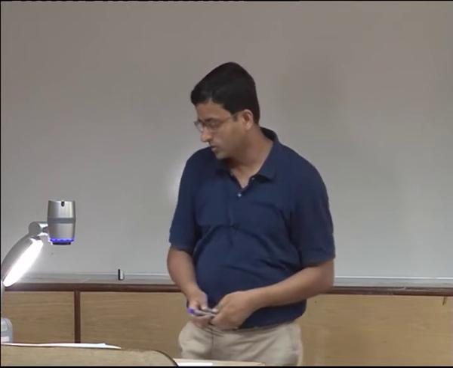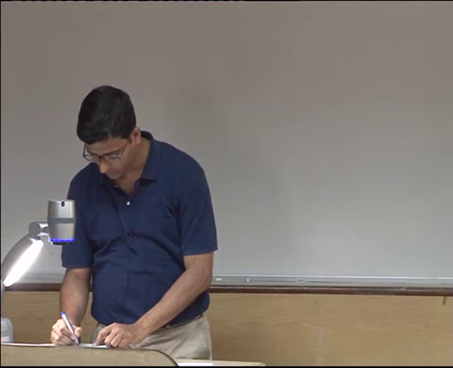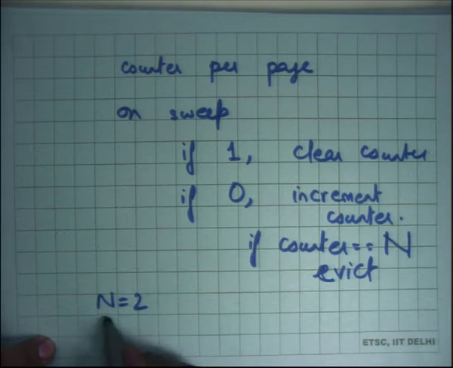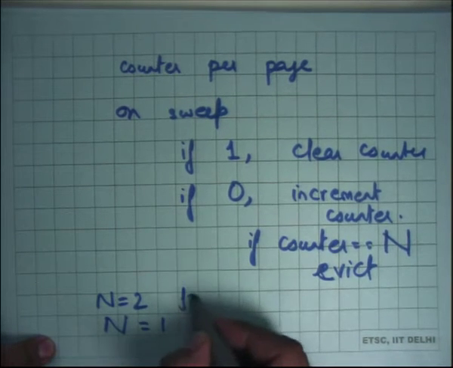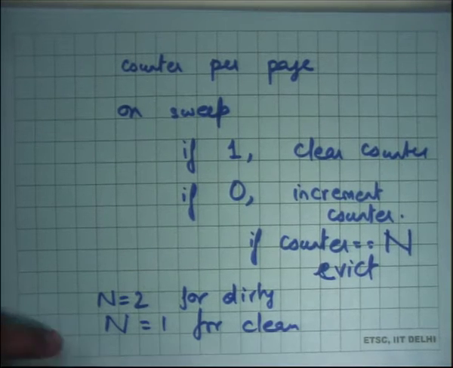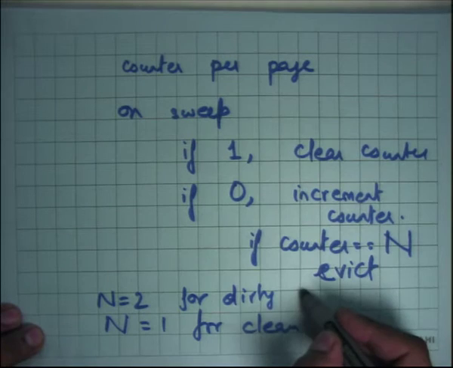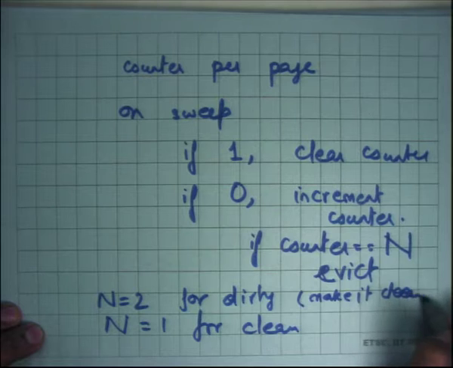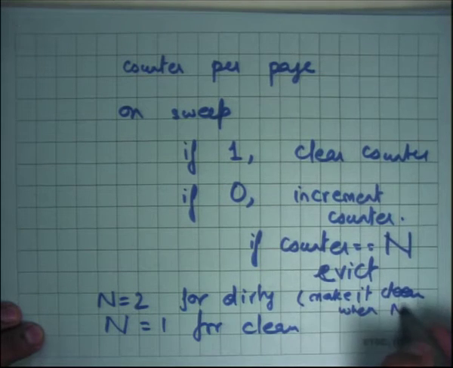All right. So one common thing that's sometimes done is use the nth chance algorithm with n equal to 2 for dirty pages, and n equal to 1 for clean pages. So evict the clean page the first time you see it not accessed. Evict the dirty page the second time you see it not accessed. Also in this scenario, you make it clean when n is equal to 1, right?